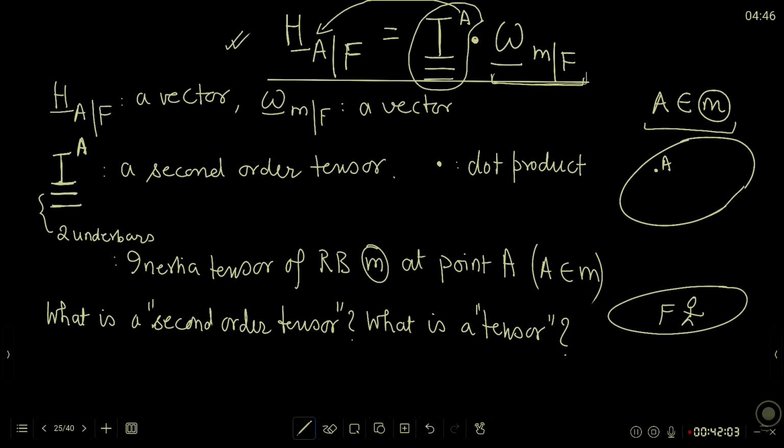On the left hand side you have a vector. On the right hand side the dot product is happening with a vector omega MF, and the other participating quantity in the dot product is the second order tensor. This second order tensor is called the inertia tensor of the body at point A.